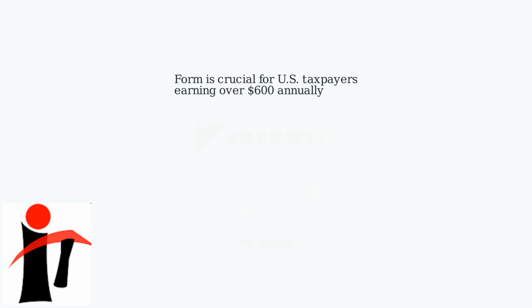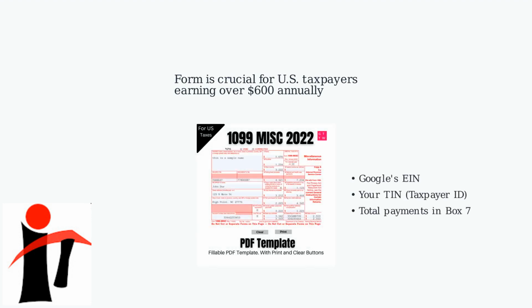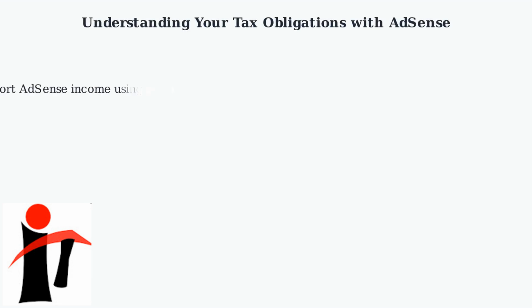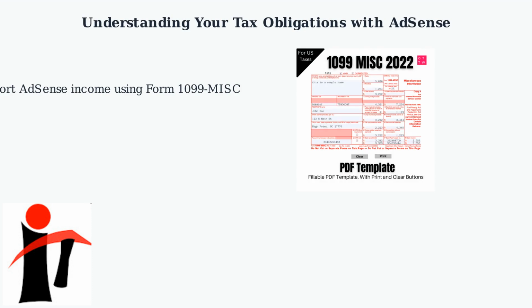This form is crucial for U.S. taxpayers who earned over $600 from AdSense during the calendar year. The form includes Google's EIN, your taxpayer identification number, TIN, and the total payments made to you, found in Box 7. The 1099 MISC form is vital for filing your U.S. taxes. It provides the necessary details to report your AdSense income accurately on your tax return.